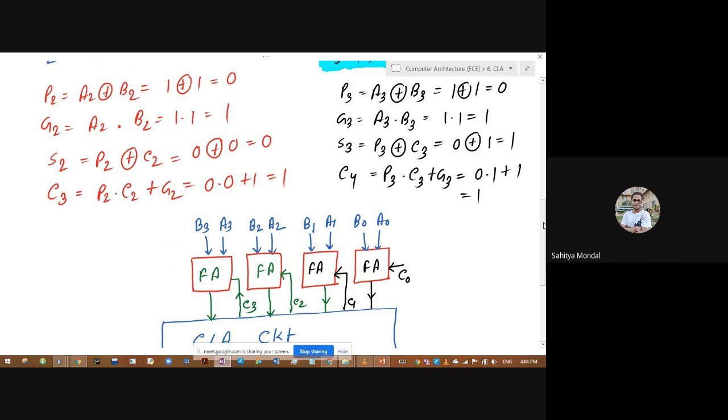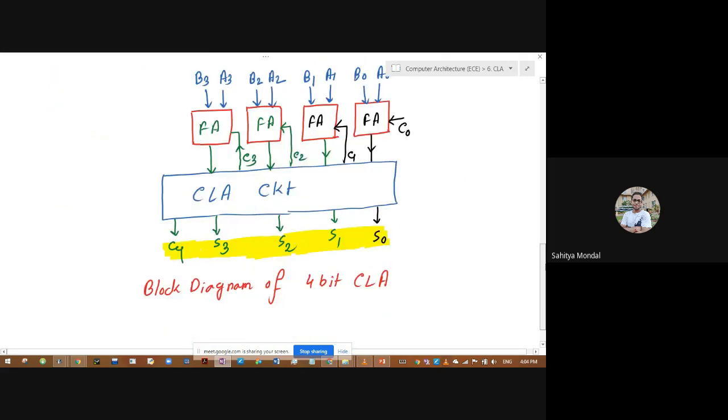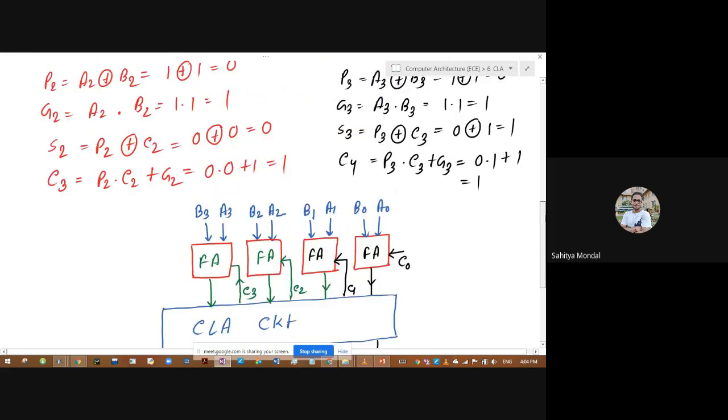Otherwise, if it is a 4-bit CLA and you enter a 16-bit number, then what will happen? The operation will be performed in 4 different phases. So first 4-bit, next 4-bit, in this way. So this is going to be the block diagram of the 4-bit CLA.